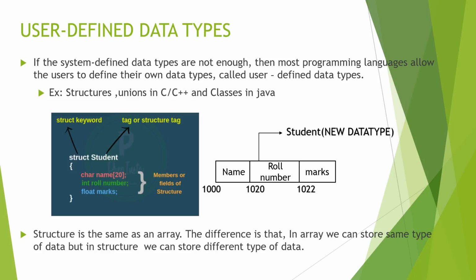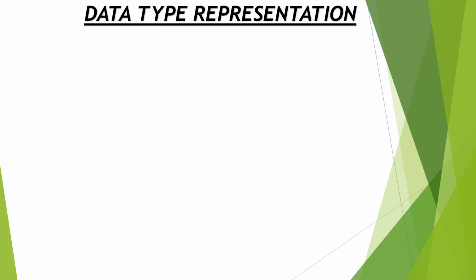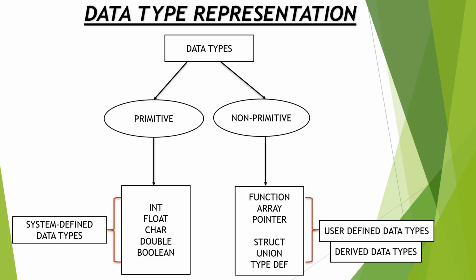Structure is the same as an array. The only difference is that in an array we can store the same type of data, but in a structure we can store different types of data. Now we will see data type representation. This is the simple data type representation. Here are some examples of system-defined data types, that is int, float, char, double, boolean. These are also called primitive data types. And also user-defined data types, that is function, array, pointer, structure, union and type definition. These are also called derived data types or non-primitive data types.